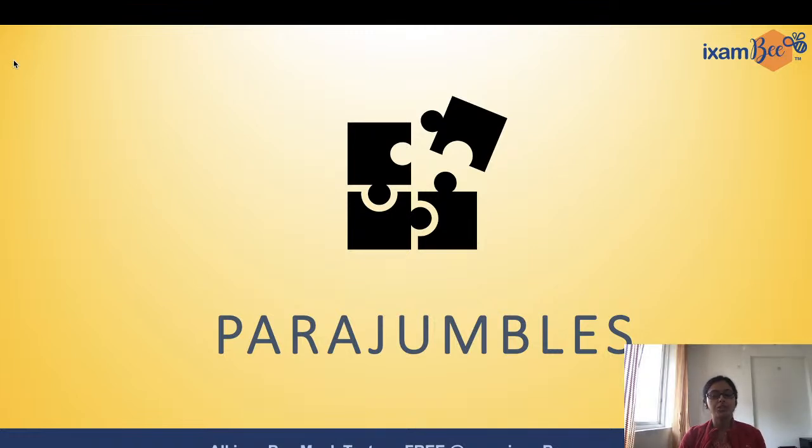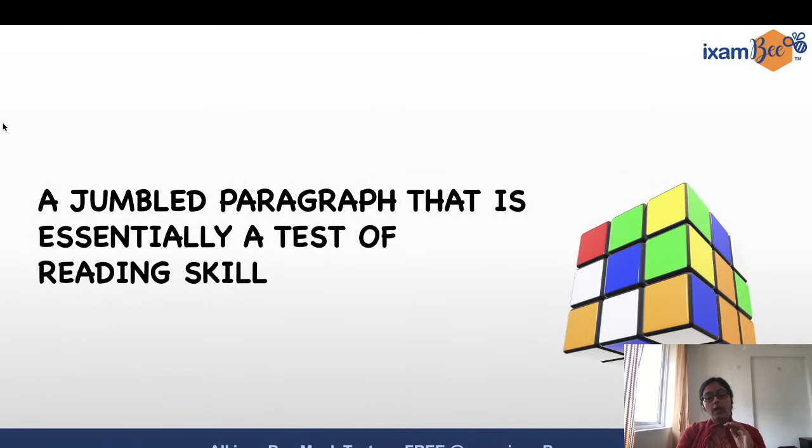Parajumbles, as we all know, are jumbled sentences. Yes, so we have a paragraph that has been jumbled. But this is also a very important test of a reading skill. Now, what skill are we talking about? The skill of reading and comprehending and establishing a link. Until and unless we establish a link, it's very difficult to put those pieces of the jigsaw puzzle together. And when I say jigsaw puzzle, I mean the sentences, because a Parajumble is very much like solving a jigsaw puzzle. The pieces are all scattered, so you need to find out the bigger picture and put the pieces together, right?